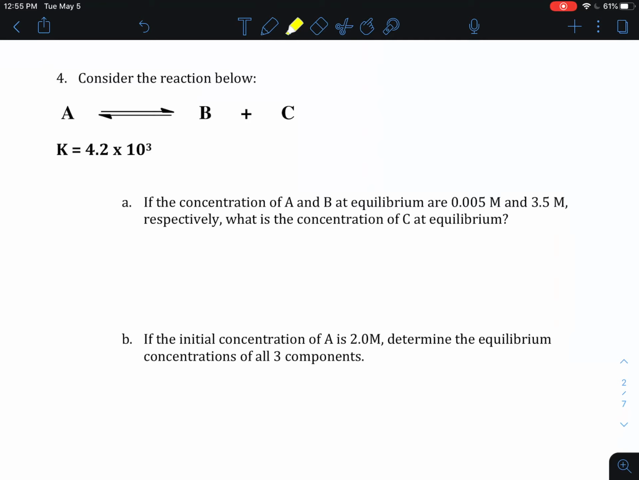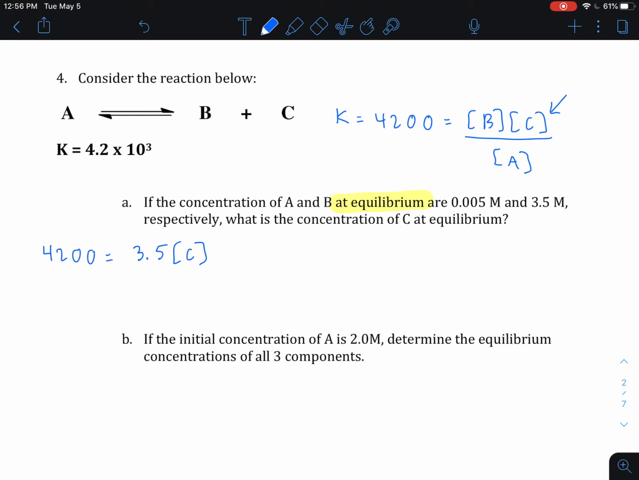So here it says, given the reaction below with the given equilibrium constant, if the concentration of A and B at equilibrium are 0.005 and 3.5 respectively, what is the concentration of C at equilibrium? So what we know is K equals, and I'm just going to write it as 4,200 so we're clear about the number, and nobody has a coefficient, so it's just B times C divided by A, products over reactants, and in the first part it's asking us to solve for C given the equilibrium amounts of B and A.